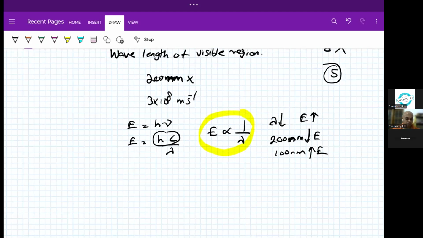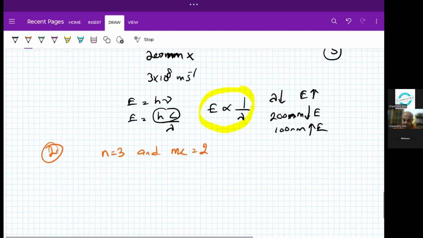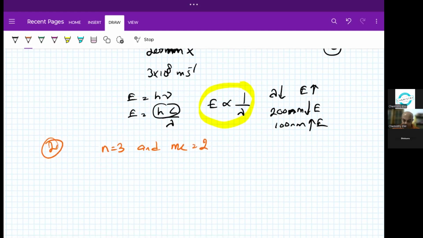Now into the next question. The 21st question is a 2015 question. That is also an ABCD question. Which of the following statements is true for an electron that has the quantum numbers n equals 3 and ml equals minus 2?